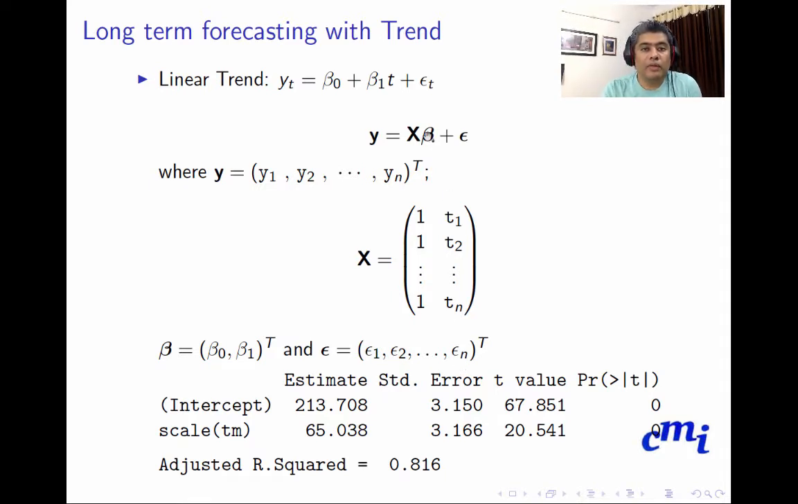Remember that when I implemented this model, I scaled the time, which helps with convergence and gives nice results. So these are the estimates, and these are the standard deviations. The t values are very big and the p values are very small. Adjusted R square is 0.816, which indicates that trend alone can explain about 82% of the variability of the air passenger dataset.